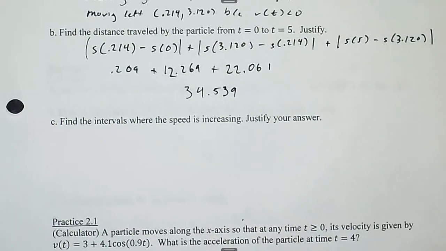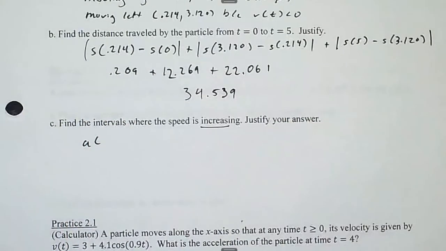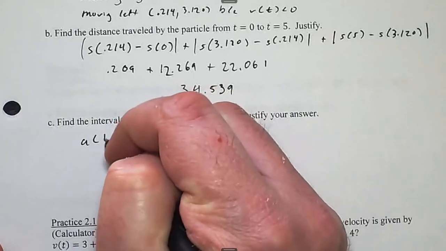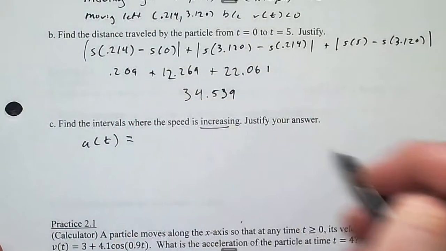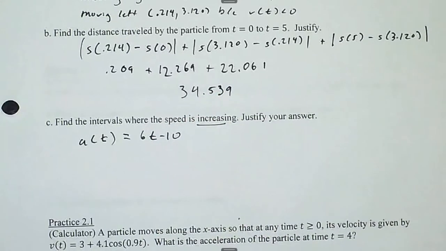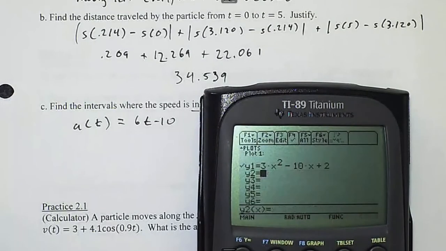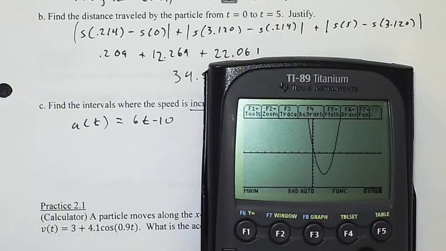Okay, find the intervals where the speed is increasing. So we need to find acceleration if we're going to find out when speed is increasing. If they asked when velocity was increasing, I would simply take the acceleration and find when it's positive. But this is going to be a little bit more interesting. So we'll find the derivative of velocity. That's 6t minus 10. And we can graph it if we like. So 6x minus 10. And then we can actually see the two.